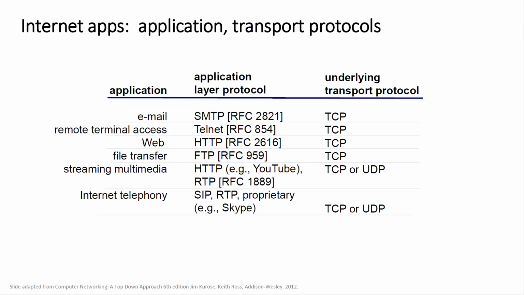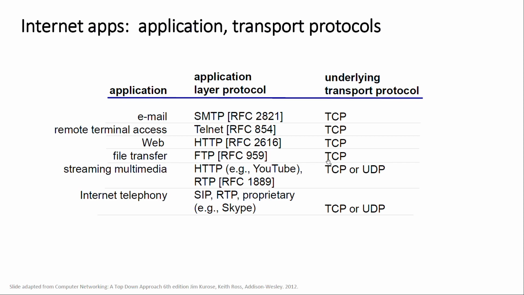Let's look at some internet applications, the application layer protocol and the underlying transport layer protocol. For email, we have the protocol called SMTP. You can look at the request for comments document at this number. Since we require reliable communication, we have to use TCP. For remote terminal access, we have Telnet. Again, we need TCP here. For the web, we use the HTTP protocol. It also uses TCP. For file transfer, we have File Transfer Protocol, FTP.